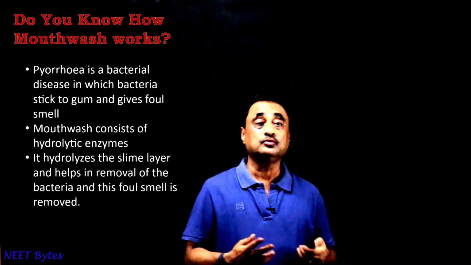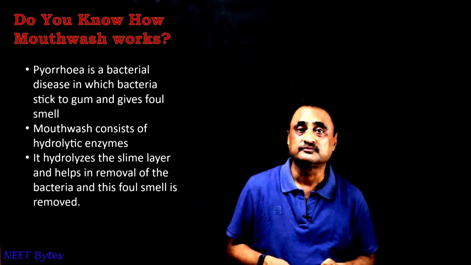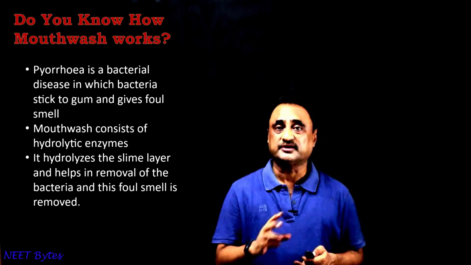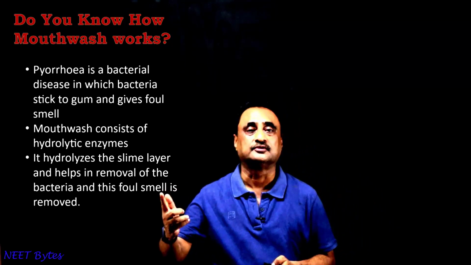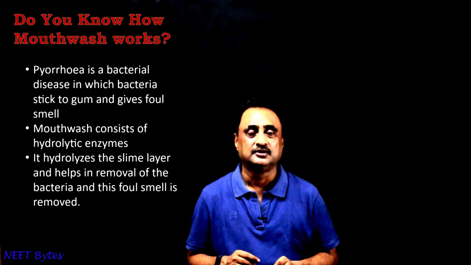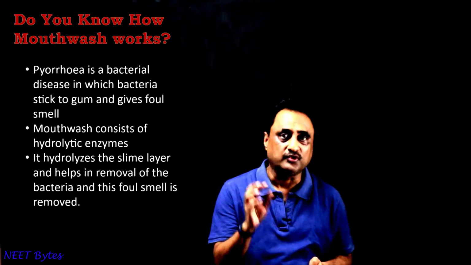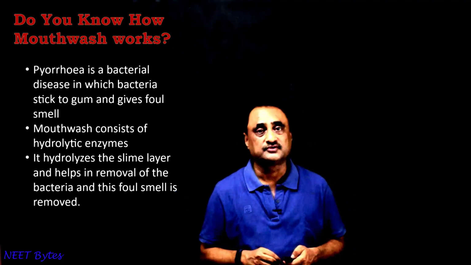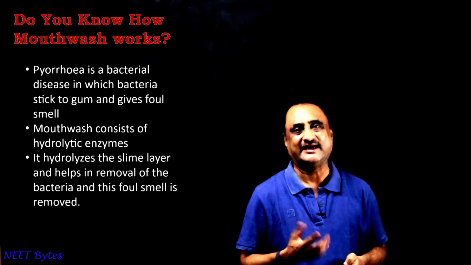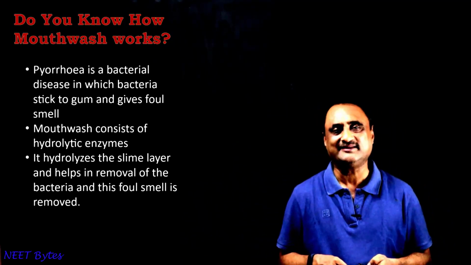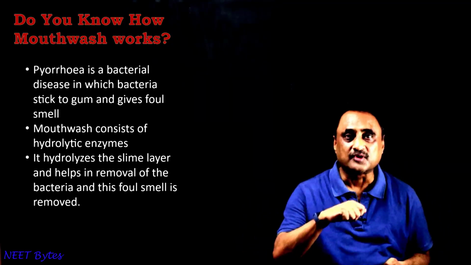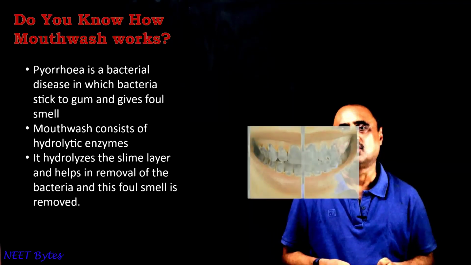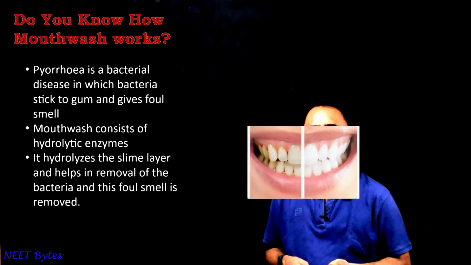Okay. Now how does mouthwash work? Mouthwash contains a hydrolytic enzyme. What does it do? It hydrolyzes the capsule or the slime layer. You know very well that the bacteria attach to our gum with the help of the slime layer, right? So if the mouthwash removes the slime layer, naturally bacteria cannot attach to any surface, right? Thereby, the moment we use a mouthwash, immediately the bad smell goes. And now I'm sure all of you understand the reason behind that.